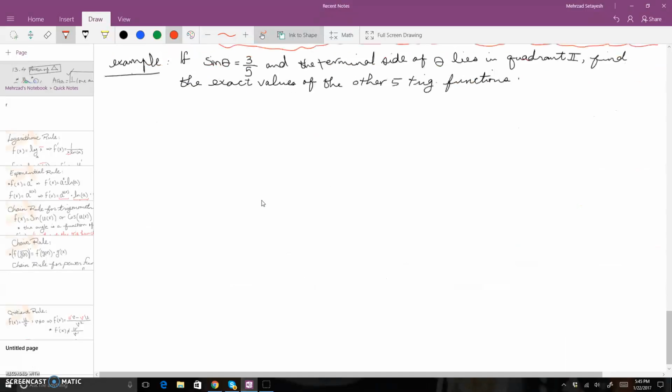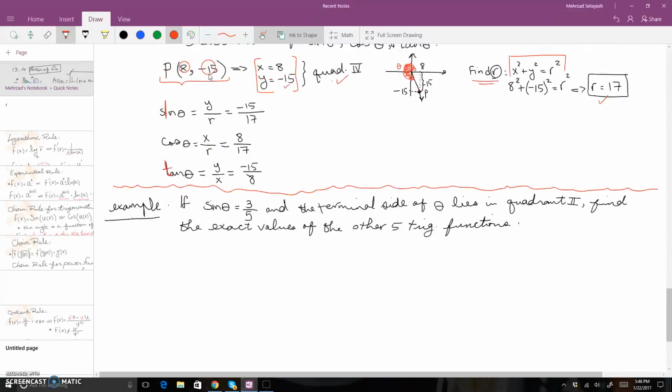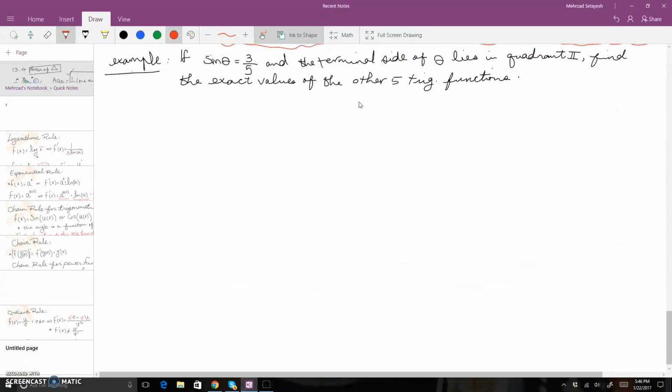Here's another example. This one, a different way of giving you information. The previous example was pretty straightforward. It gave you the point, and then it asked you for the rest of them. This one, instead of giving you x and y coordinates, it's giving you something else. It's saying that sine of theta is 3/5.